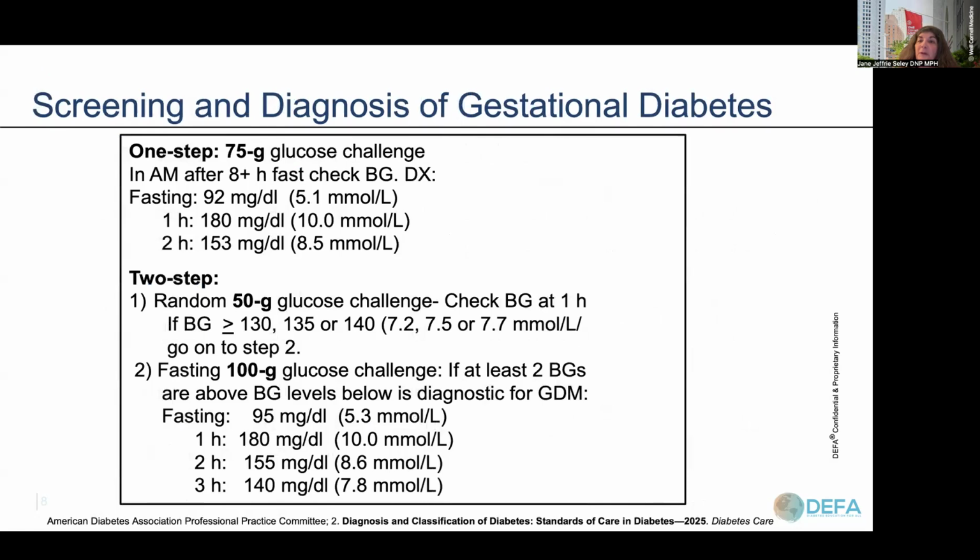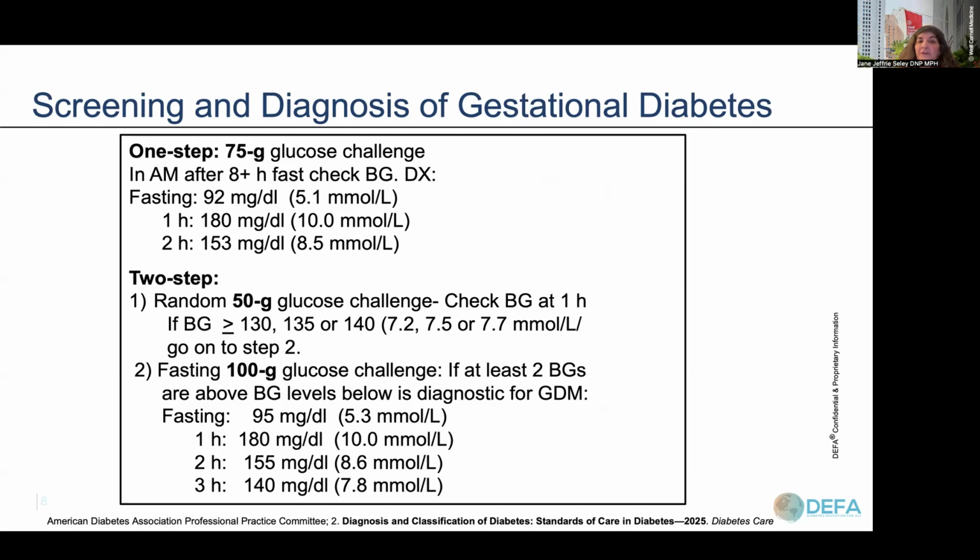There are two different ways you can screen. Both of them are supported by the different guidelines from the Diabetes Association and the obstetric societies. One is the one step. This is, of course, easier because it's only one step. However, drinking 75 grams of glucose when you're pregnant is not easy. Many people get nauseous or even vomit.